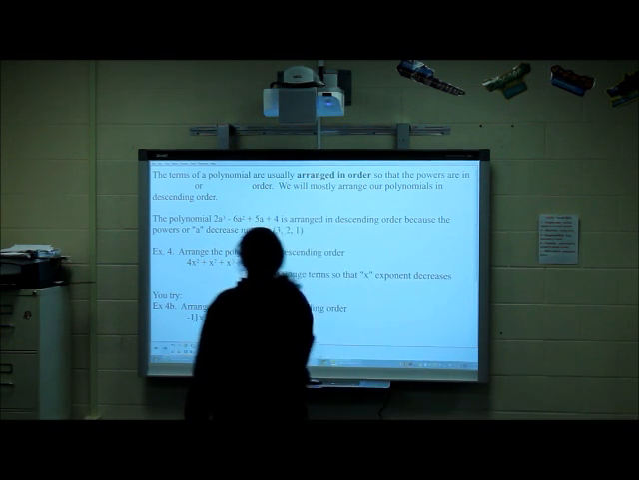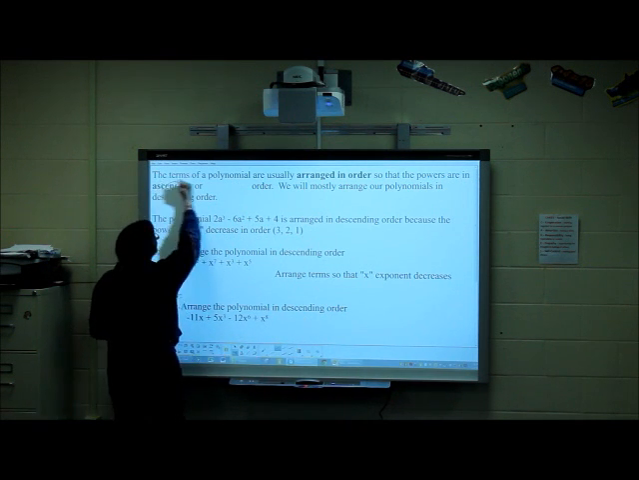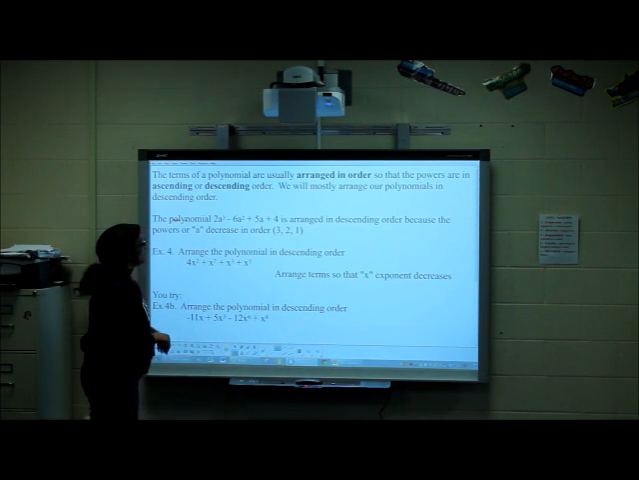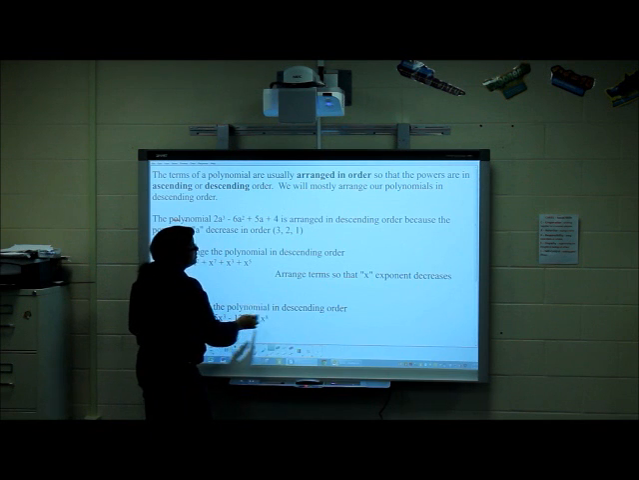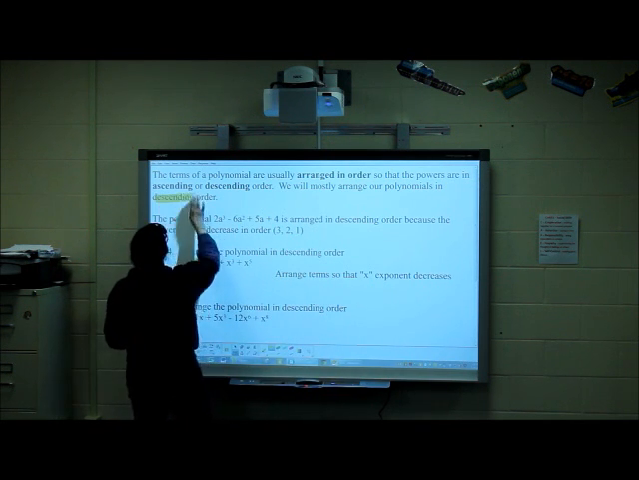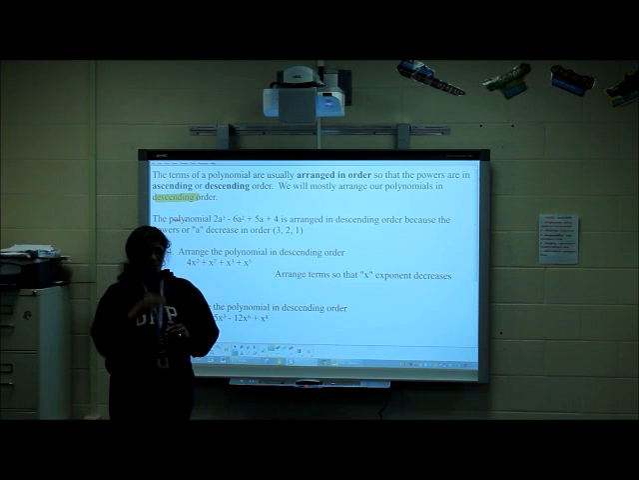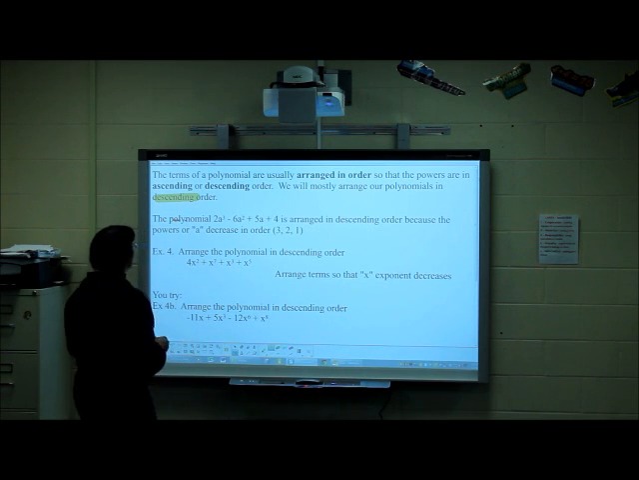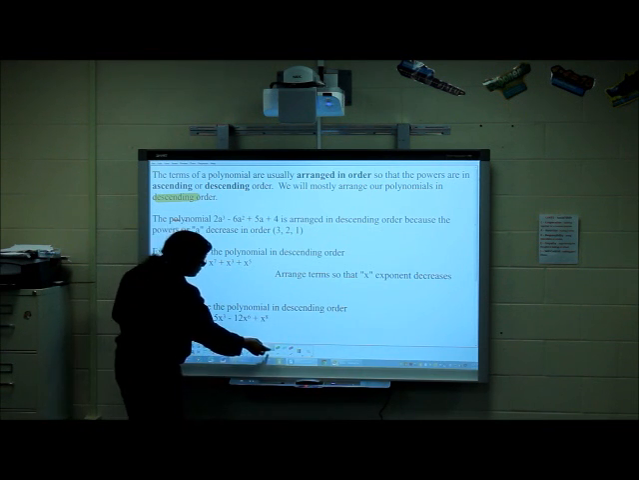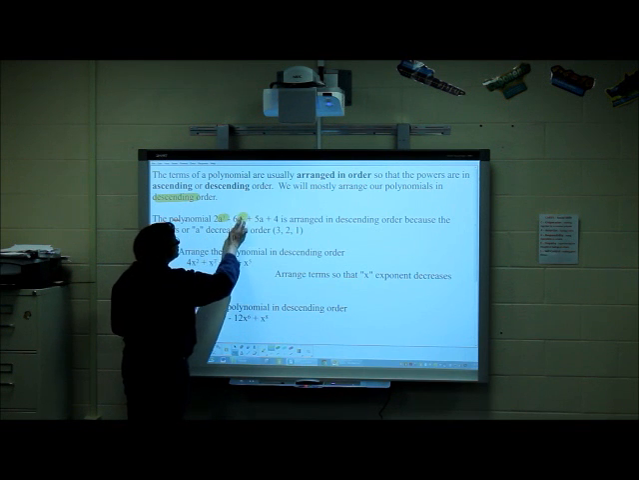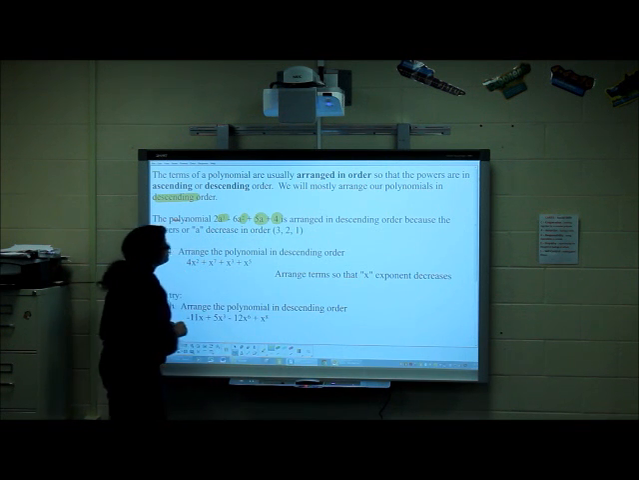So we're going to put our polynomials in order. It's either going to be ascending order or descending order. Most of ours for this class will always pretty much be descending order. Just read the instructions, make sure you know what you're being asked to put them in. Now, the order is determined by the exponents on the variables.